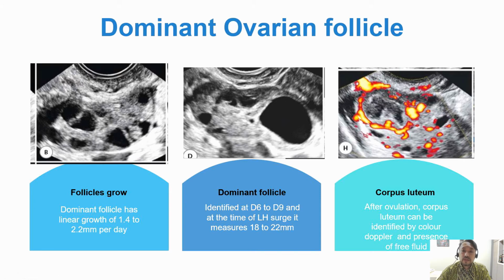So the follicles are dominant. After the ovulation, the corpus luteum is identified. So you can see it by using the color Doppler, and then you can see a free fluid. So this is an indication of ovulation.